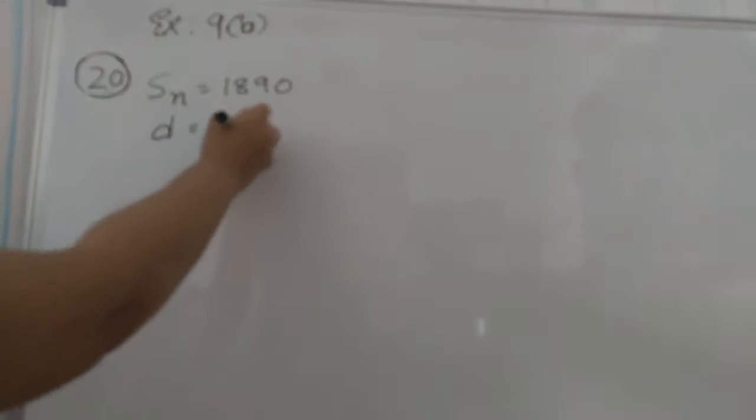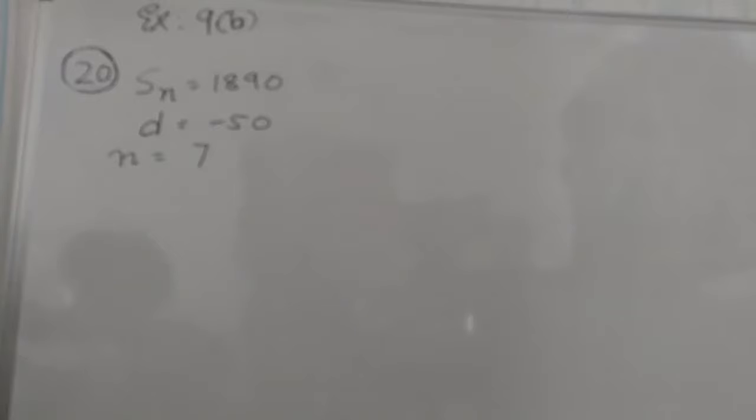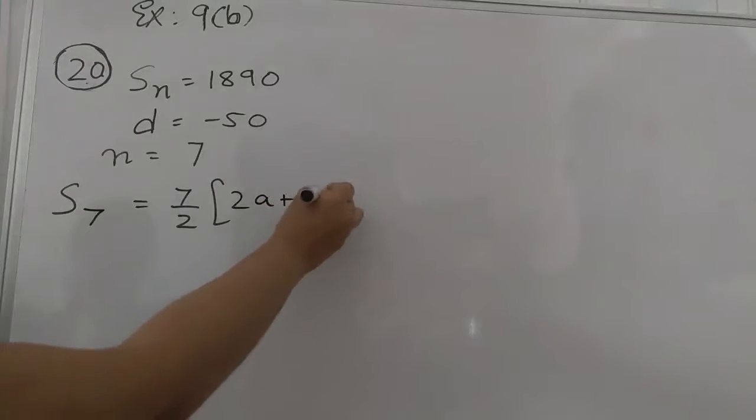One more thing, in the second line it is given that 50 less each time, means D is equal to minus 50. And also how many prizes are there? 7. So n value is 7. We want to find the value of each prize. Means what is the value of the prize we got each time. So we write here using the Sn formula, S7, so 7 by 2, 2A plus 6D.